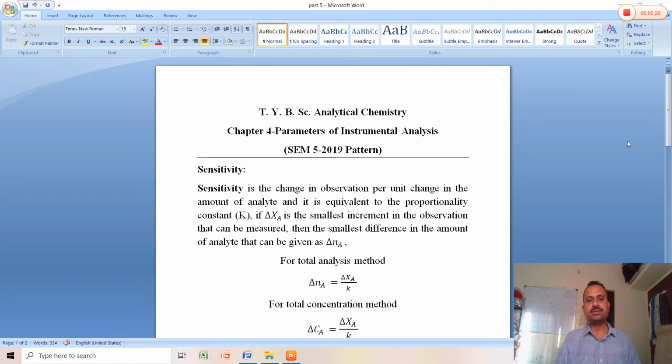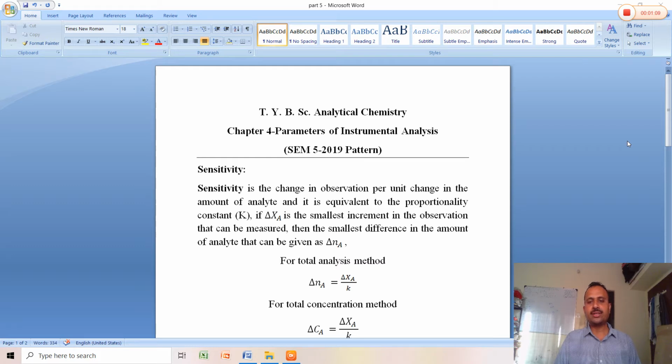Now similar to that, sensitivity is the next term. Sensitivity is the change in observation per unit change in amount of analyte, and it is equivalent to the proportionality constant K. If delta x is the smallest increment in the observation that can be measured, then the smallest difference in the amount of analyte can be given as delta Na. So delta Na is nothing but the smallest difference in the amount of analyte. Na is analyte, and delta Xa is the small difference in observation. So for a total analysis method, delta Na is equal to delta Xa upon K.